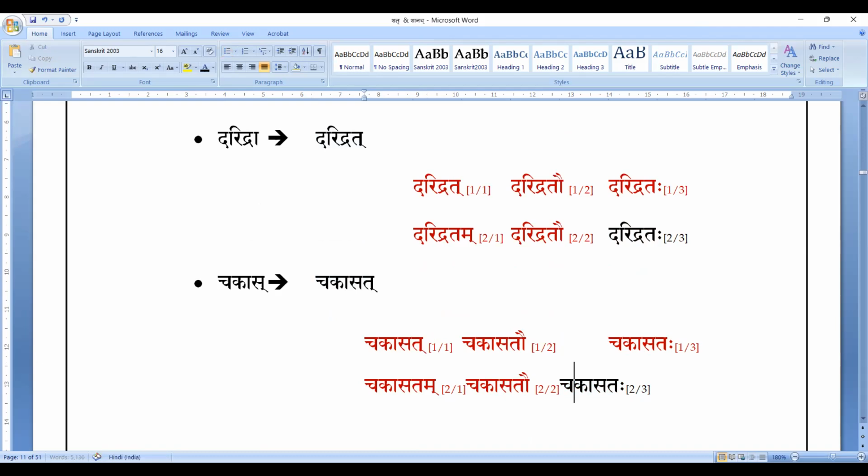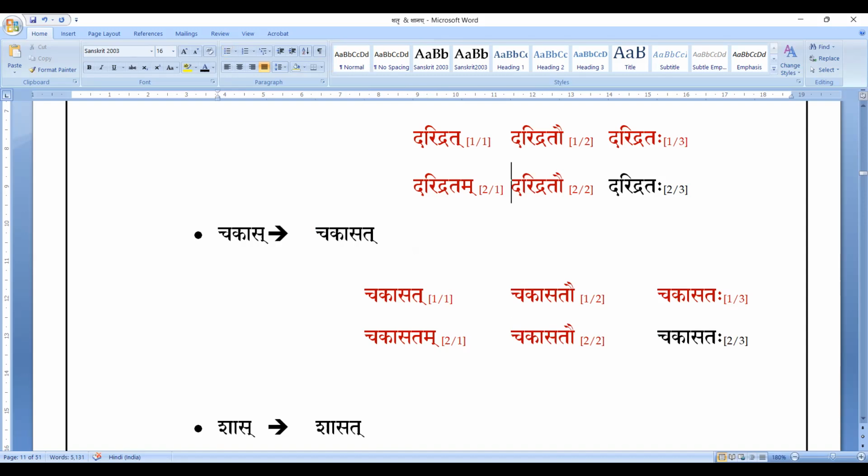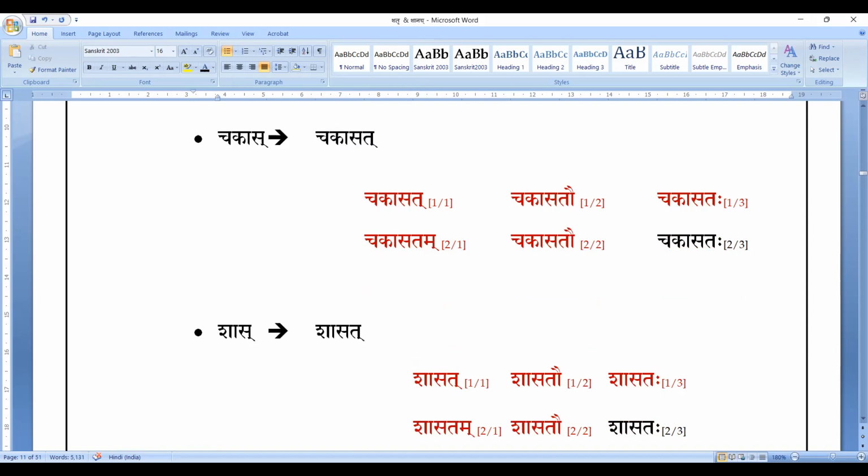Okay, these are some special dhatus you need to know. You need to know the form, not memorize. I won't say what is there to memorize. Know the pratipadika. Similarly, shas: shasat, shasato, shasataha, shasatam, shasato, shasataha. No num here. So in this dhatu, you can see, no num agama.